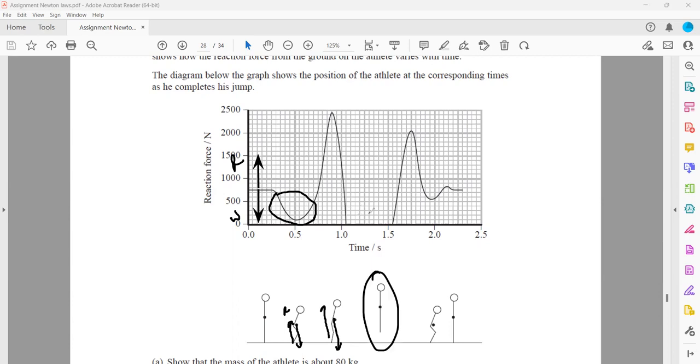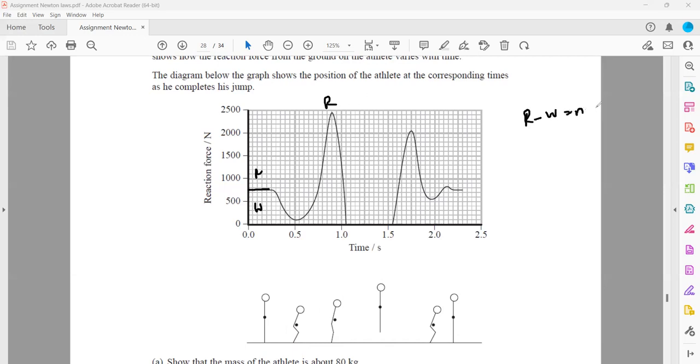And as he jumps, he's not having any contact with the ground. So there's no normal contact force in this region. And then he lands again. You can see a similar pattern in the graph. So at this point, the weight balances with the normal contact force. R is equal to W. And this time, this is R. And what about the resultant force? It will be R minus W equals F.